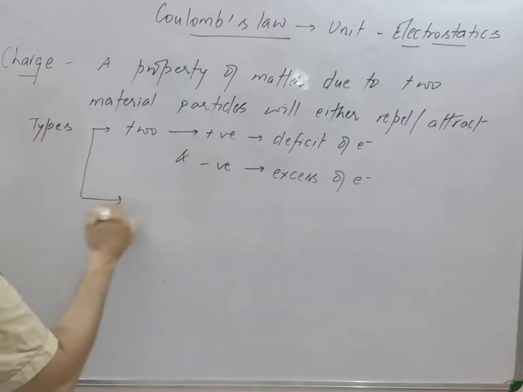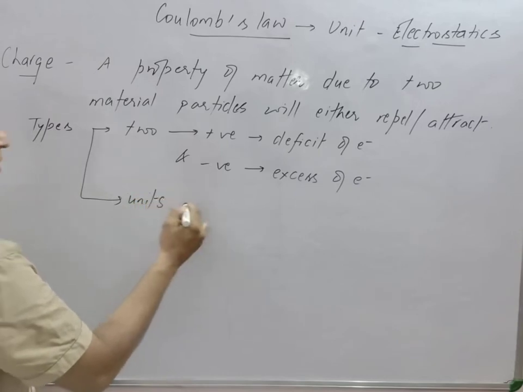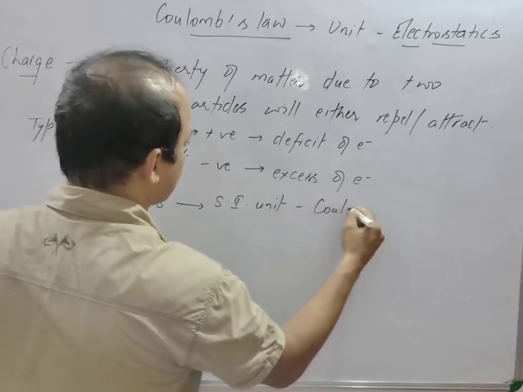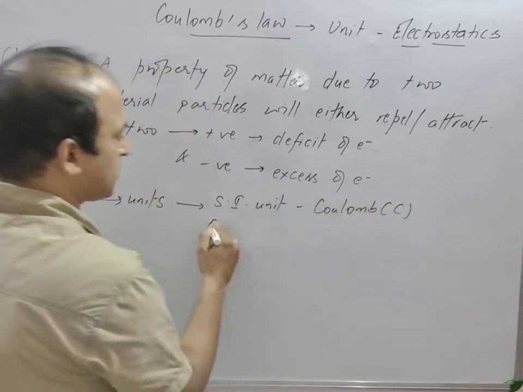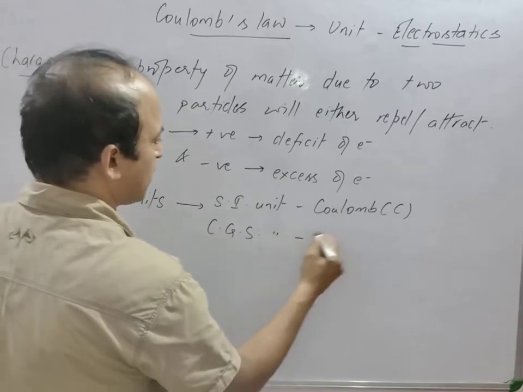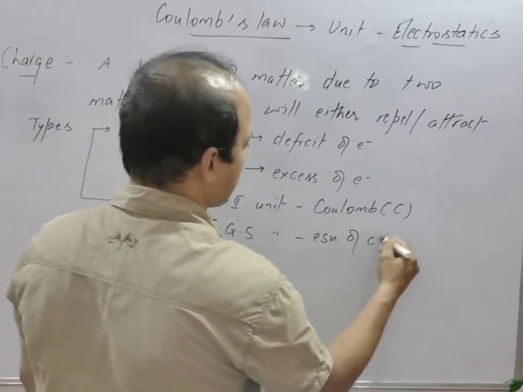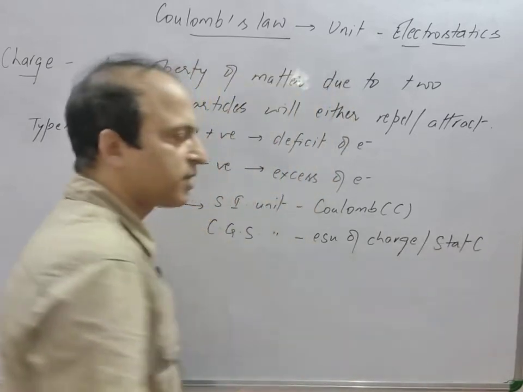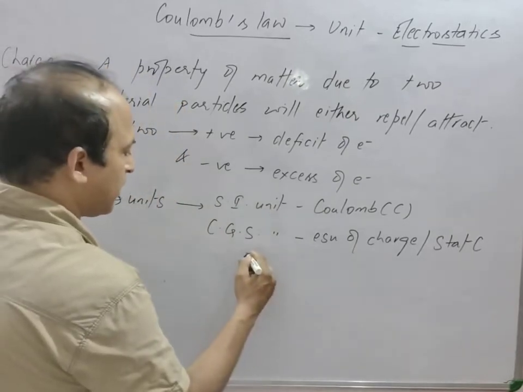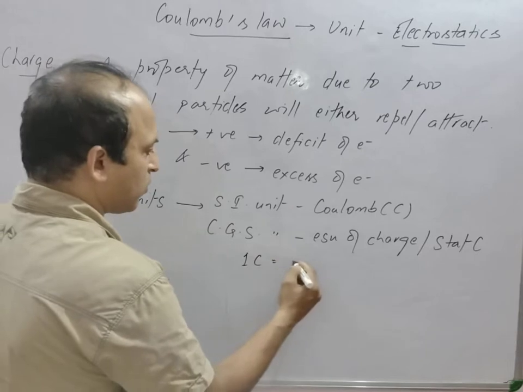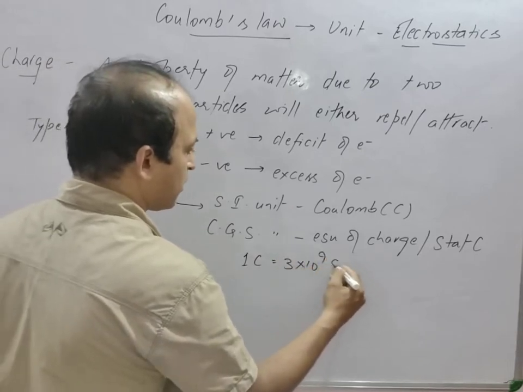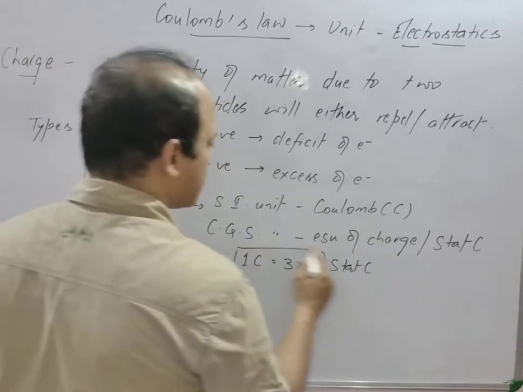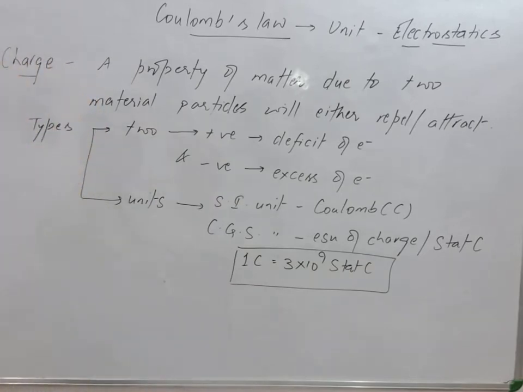Then the units of charge. We will be concentrating on two units: the SI unit, Coulomb, with capital C as the symbol, and the CGS unit, the ESU of charge, which we call the statcoulomb, written as stat C. The two units are mathematically related as 1 Coulomb is equal to 3 into 10 to the power 9 statcoulombs. So 1 Coulomb is how much? 3 into 10 to the power 9 statcoulombs. Multiply the speed of light by 10, and you'll get this value.